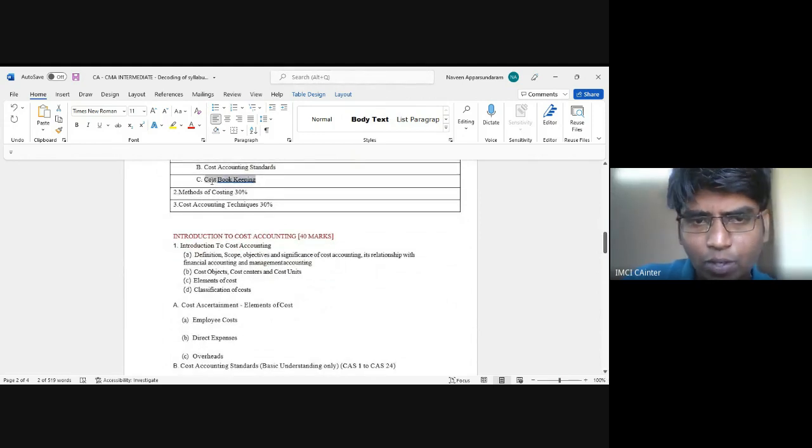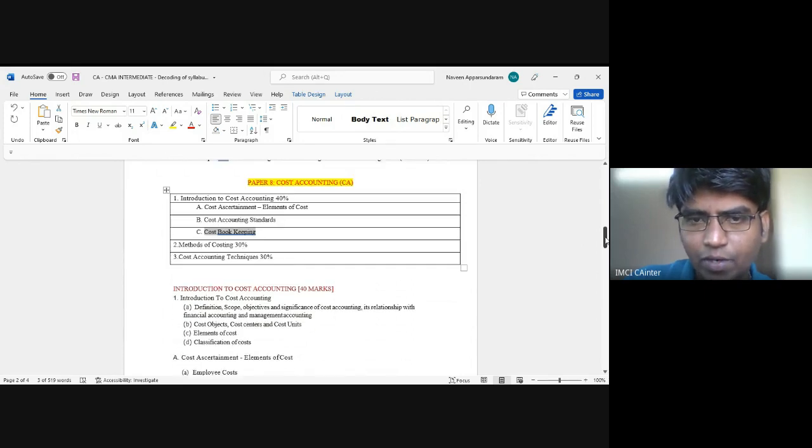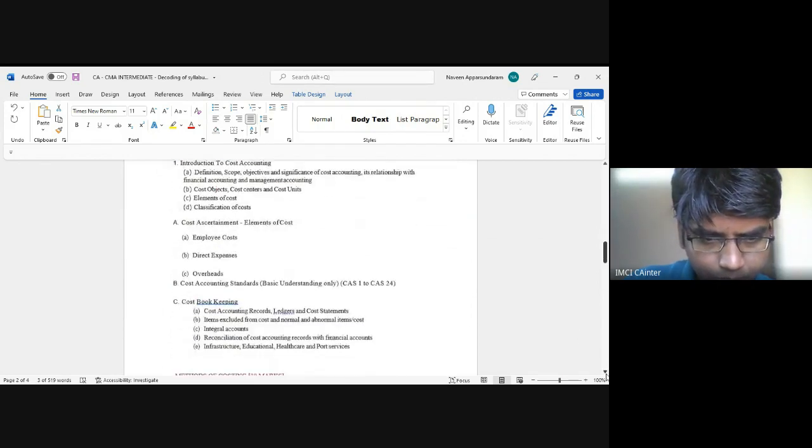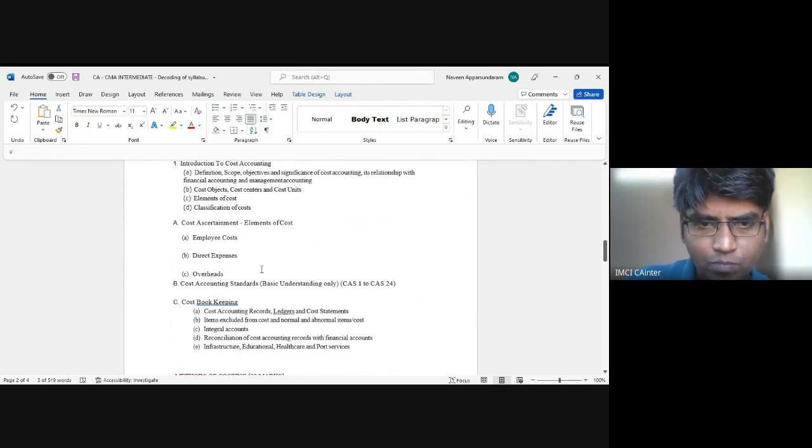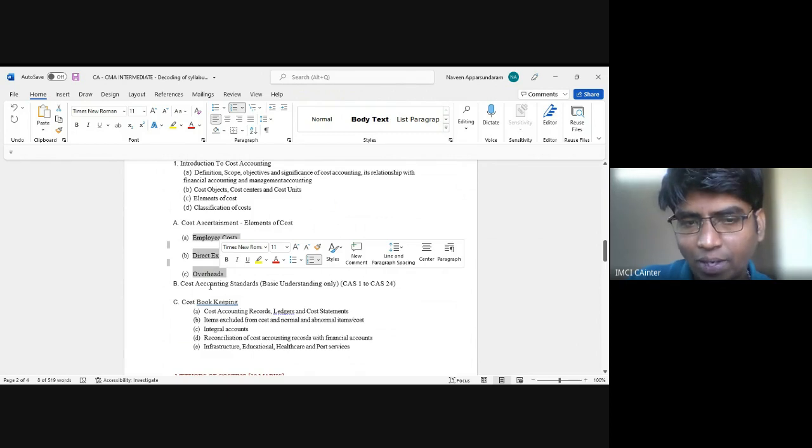And cost accounting bookkeeping. These 3 areas cover about 40%, they have told. Method of costing is 30%, and cost accounting technique is 30%. So here we can see ascertainment of element of cost, where we are talking about 3 things.